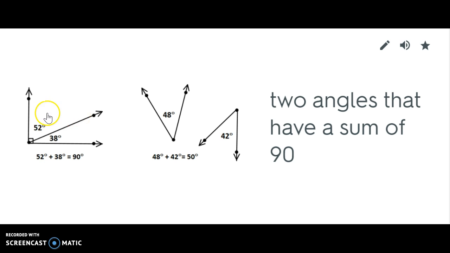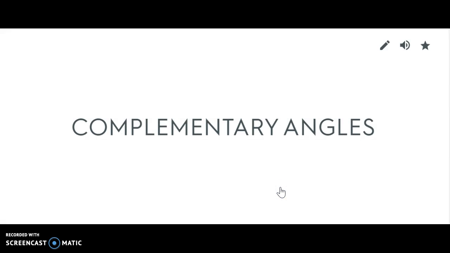Now one thing that's important to remember is that they can be next to each other, they can be adjacent, but they don't have to be. So this picture right here on the right is an example of complementary angles that are not adjacent. So complementary angles are two angles that add up to 90.